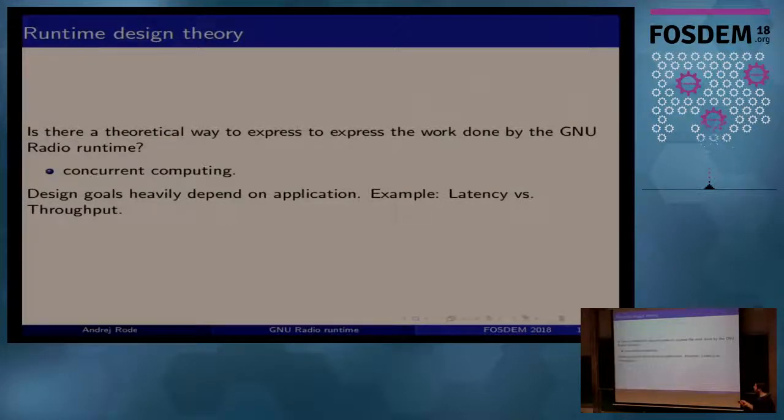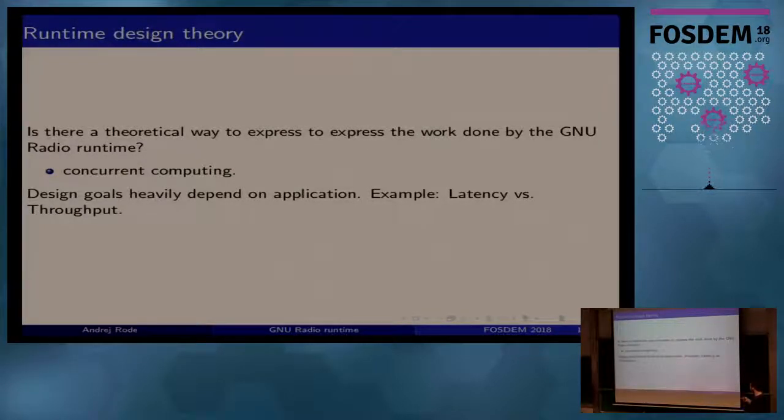The first thing is design theory. There's already a thing called concurrent computing, which describes what GNU Radio is doing if we leave out all the digital signal processing and the radio related stuff. Basically, what we try to solve is concurrent computing. And there are quite some ways to describe this from an academic's point of view. There's the actor model, for example. There are Petri nets or other process calculi, as they are called. So we can come up with something that matches what GNU Radio is doing and try to apply that.